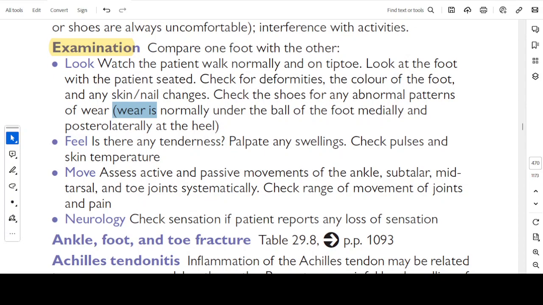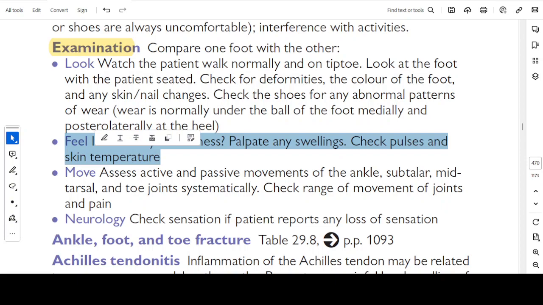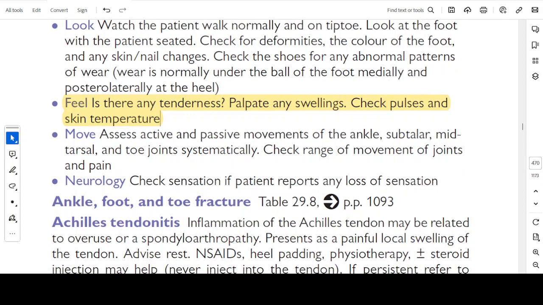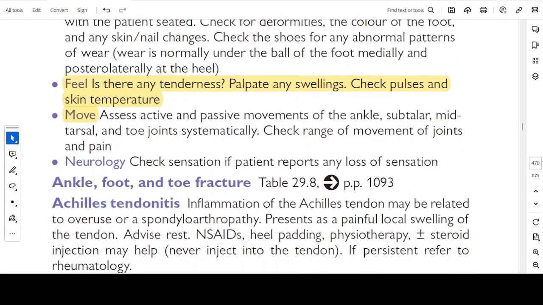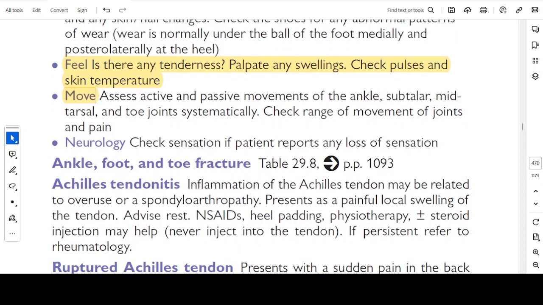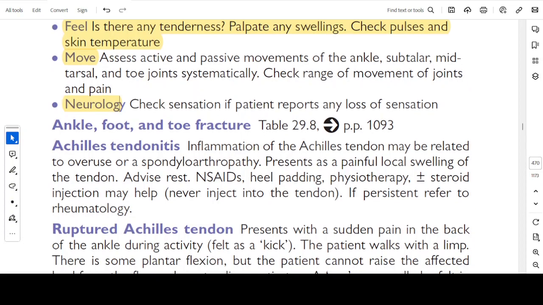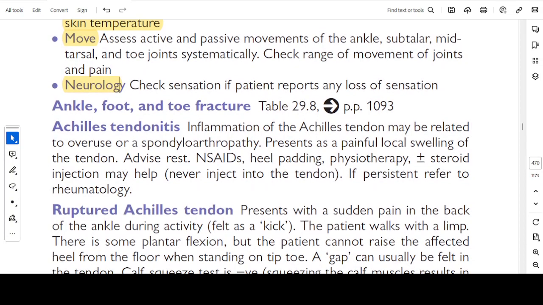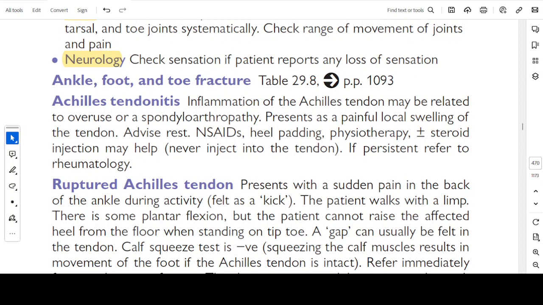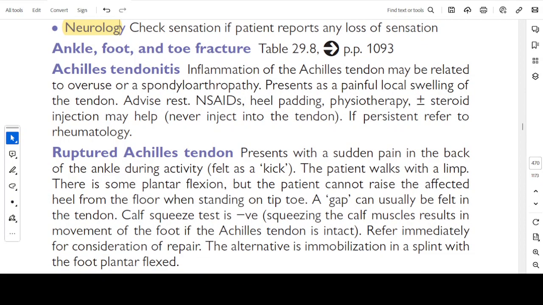If there is an abnormal pattern in the wear and tear, then you also have to have a look. Feel: is there any tenderness? Palpate any swellings. Check the pulses and skin temperature. Move: assess active and passive movements of the ankle, subtalar, mid-tarsal and toe joints systematically. Check the range of movement of joints and pain. Neurology: check the sensation if the patient reports any loss of sensation. Ankle, foot and toe fracture we will see on page 1093.